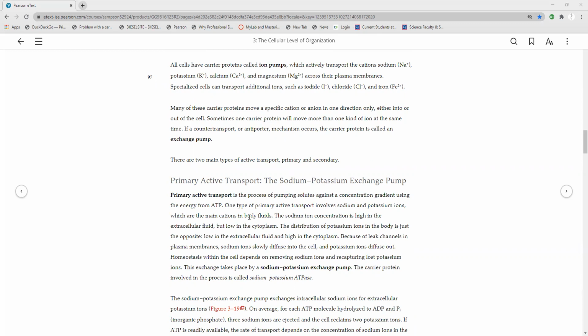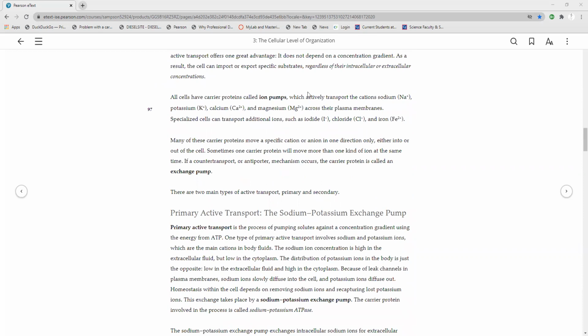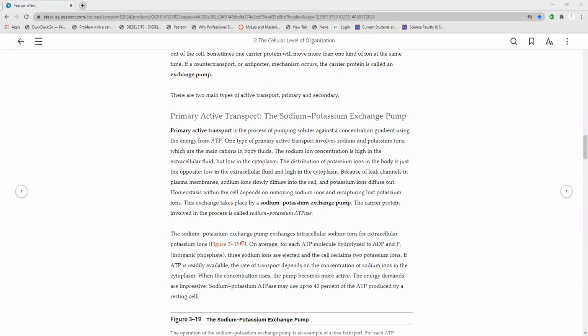And these are exchange pumps. So we have a sodium potassium exchange pump. This is an ion pump, it just pumps the ions, but then we can have what's called primary active transport, or a sodium potassium exchange pump. We have these all over our body. Sodium's on the outside, potassium's on the inside.